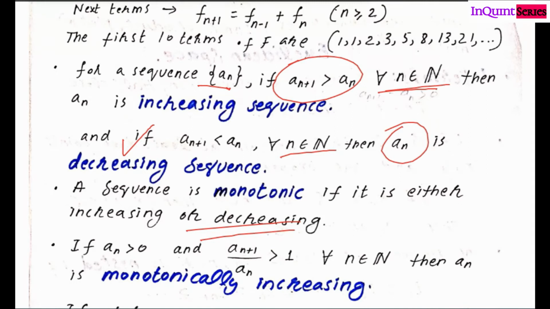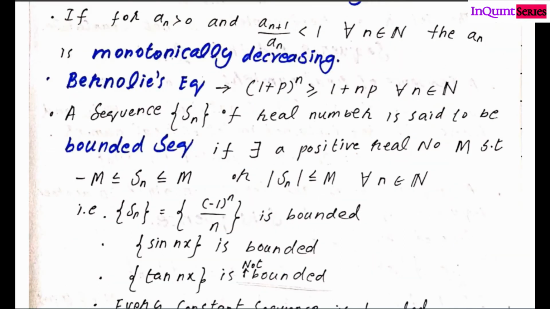If a_n is greater than 0 and a_(n+1) over a_n is greater than 1, for all n belonging to the set of natural numbers, then the sequence a_n is monotonically increasing. Now if a_n is greater than 0 and a_(n+1) over a_n is less than 1, for all n belonging to the set of natural numbers, then our a_n is a monotonically decreasing sequence.